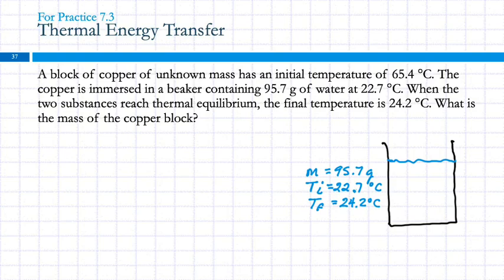So I've got a copper block. There's my copper block. I'll make it kind of copper colored. It's in the water. What do we know about the copper block? Initial temperature is 65.4 degrees Celsius. What's the final temperature? 24.2.